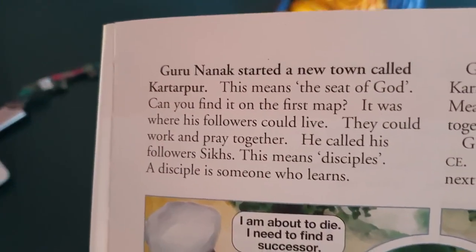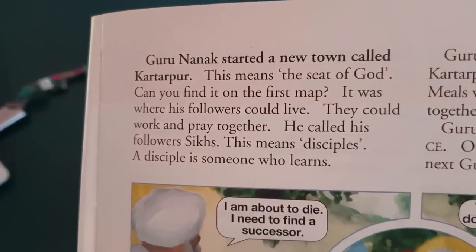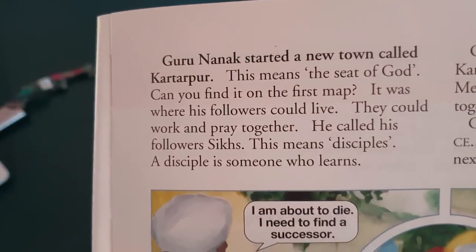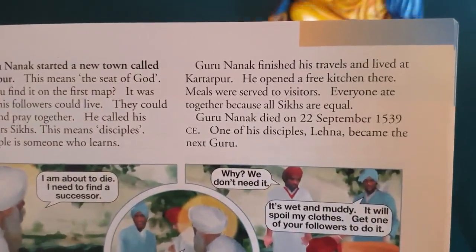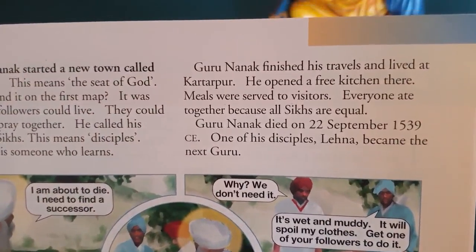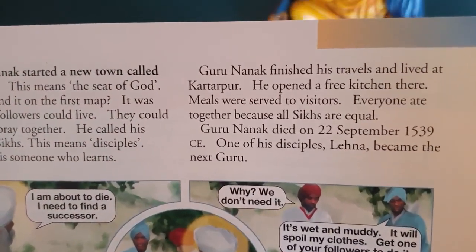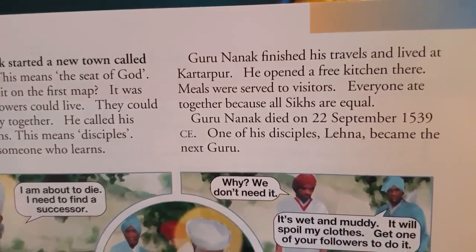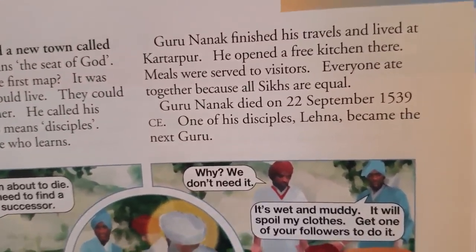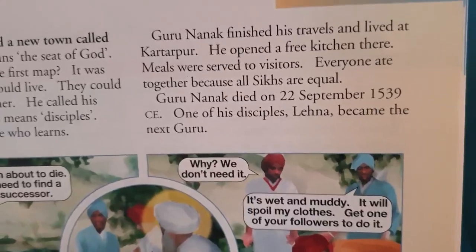So it was where his followers could live. They could work and pray together. He called his followers Sikhs, and this means disciples. A disciple is someone who learns. Guru Nanak finished his travels and lived at Kartarpur. He opened a free kitchen there. Meals were served to visitors, and everyone ate together because all Sikhs are equal. Guru Nanak died on the 22nd of September 1539.